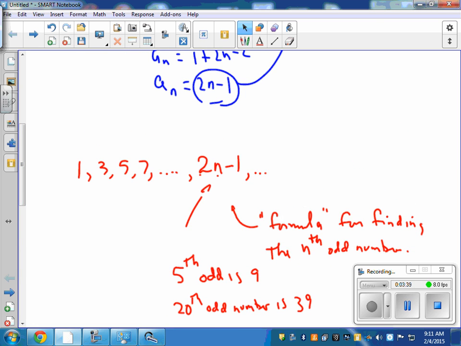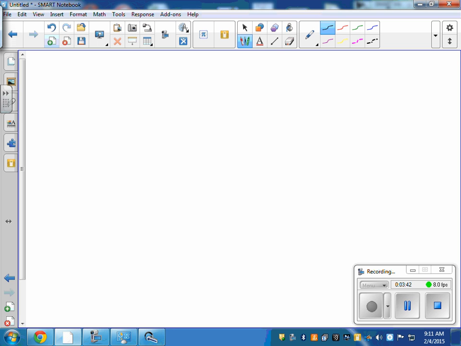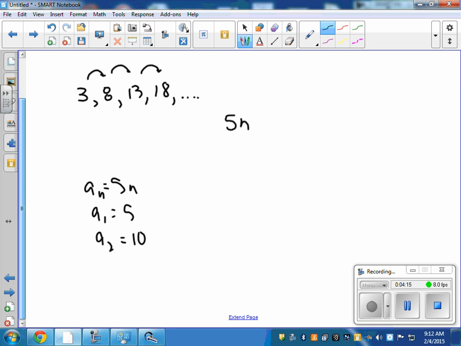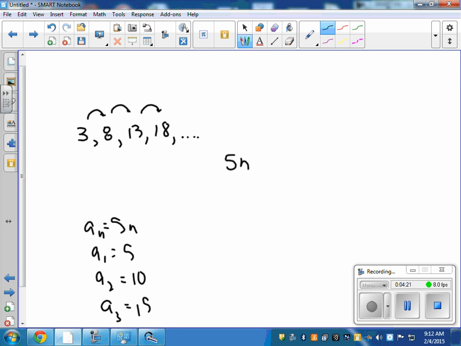Okay, so let's look at another arithmetic sequence. We'll pick one up. Say we have 3, 8, 13, 18. So the task is to find a sub n. You'll note that the common difference is 5. They go up by 5's. So this formula has to have 5n as part of it. But 5n would not be the right formula. If a sub n were 5n, that would say a sub 1 is 5 and a sub 2 is 10. They do go up by 5's, but they're all too big. These aren't 5, 10, 15. These are 3, 8, 13.